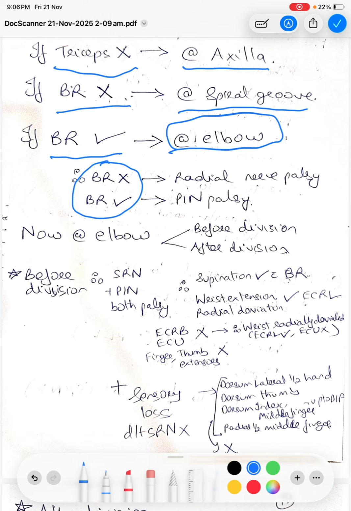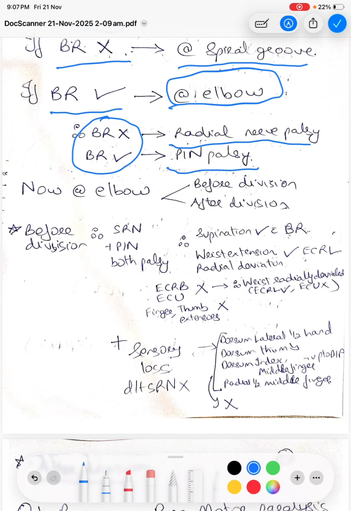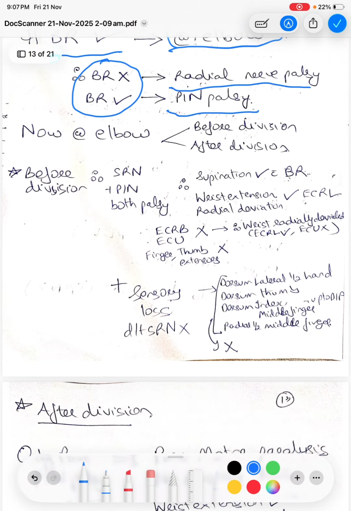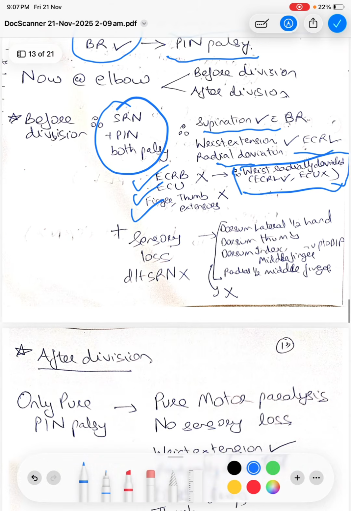So if brachioradialis is gone, it is a radial nerve palsy. However, if brachioradialis is intact, it is a PIN or PIN plus SRN palsy. Okay, now at the elbow, we discussed this already. I'll quickly discuss it. Before the division, if there is a lesion, superficial radial nerve and PIN both are paralyzed. Supination is intact with brachioradialis, wrist extension and radial deviation are intact with ECRL because their supply is in the arm. But what is gone? ECRB and ECU are gone, and finger and thumb extensions are gone. So the wrist is radially deviated, because ulnar deviation is lost, but radial deviation is intact with ECRL.